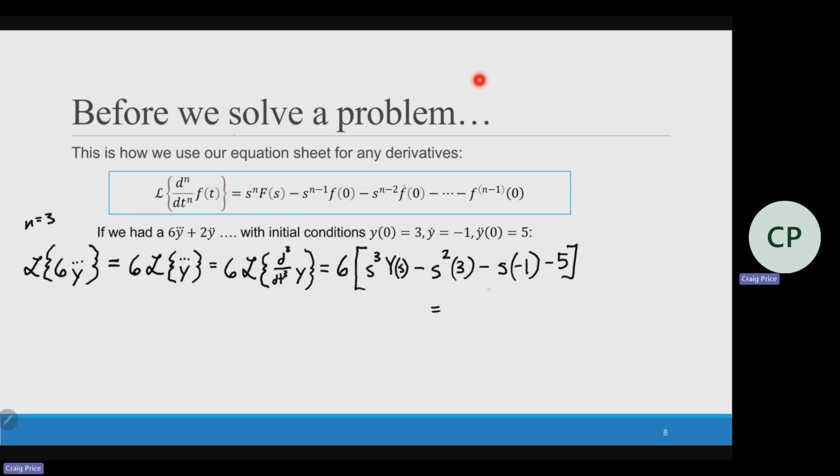And we can then take this multiplier. So we can just get all of our stuff together. The negative times -1 gives me +6. And that would be our Laplace transform of 6y triple dot with the initial conditions given.